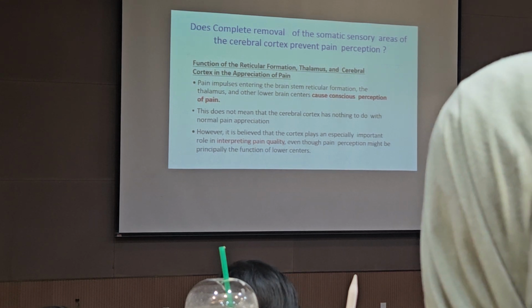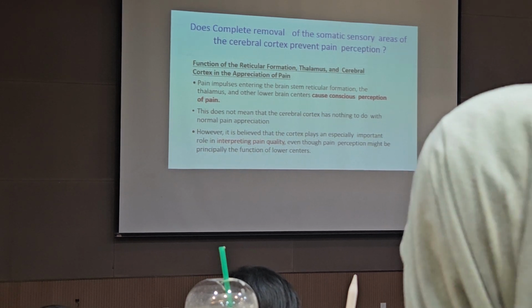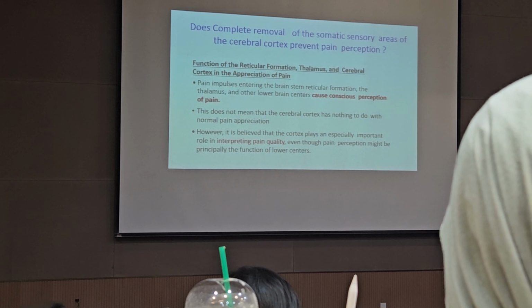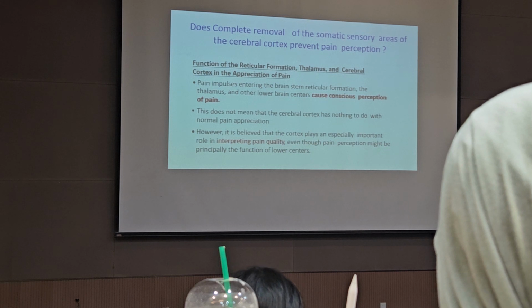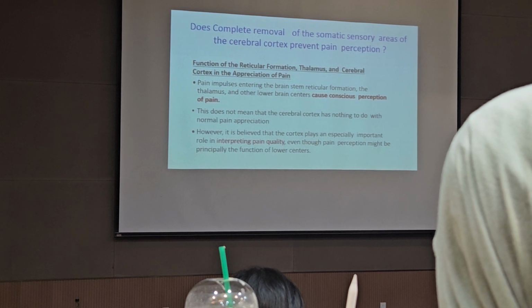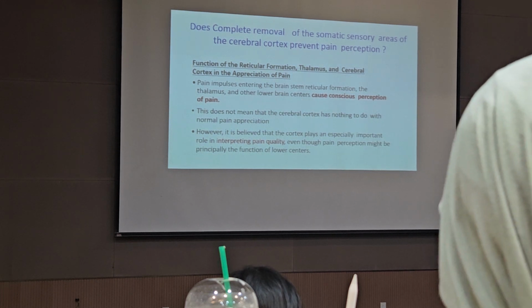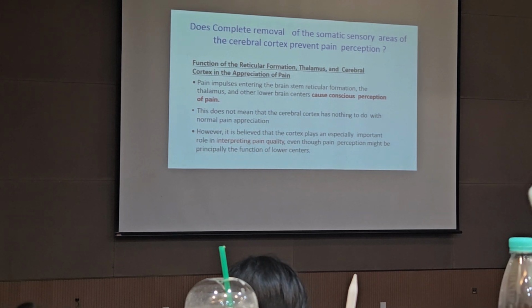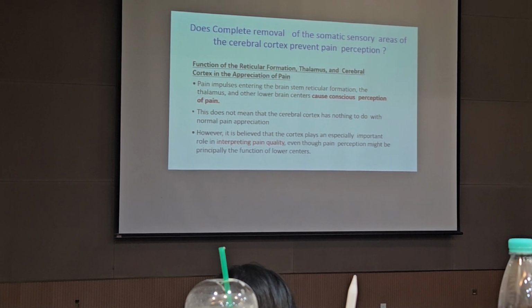However, it is believed that the cortex plays a special role in interpreting the quality of pain, even though pain perception might be principally the function of lower centers. That perception from down, like the hypothalamus, but interpretation of the quality of pain is identified by the cerebral cortex. If that area is blocked, the quality of pain we cannot identify, but still we can feel pain because of branches given to these three areas.